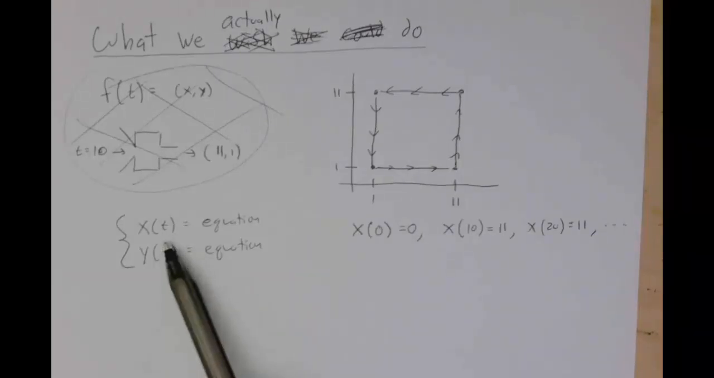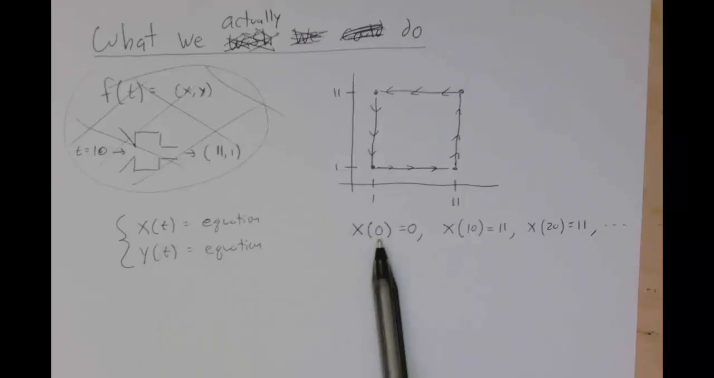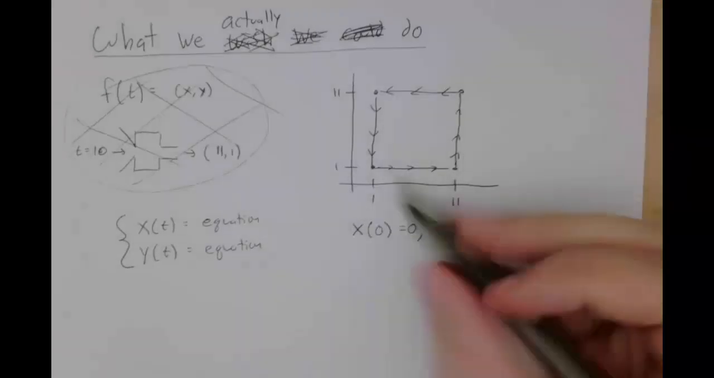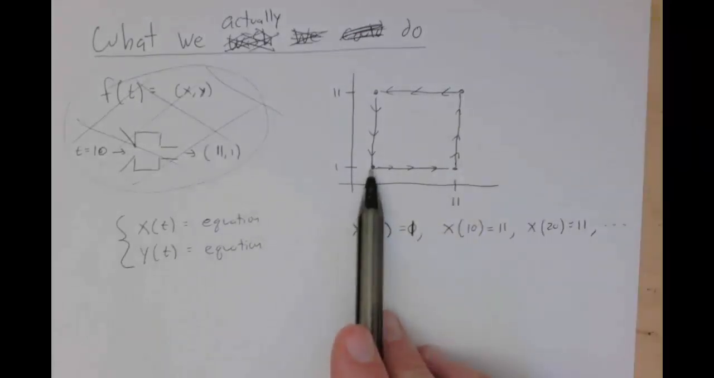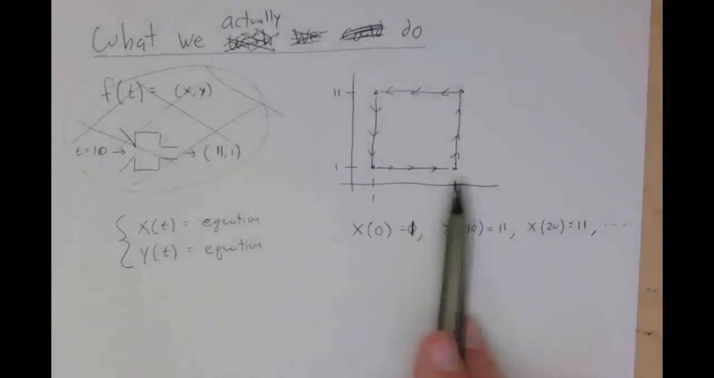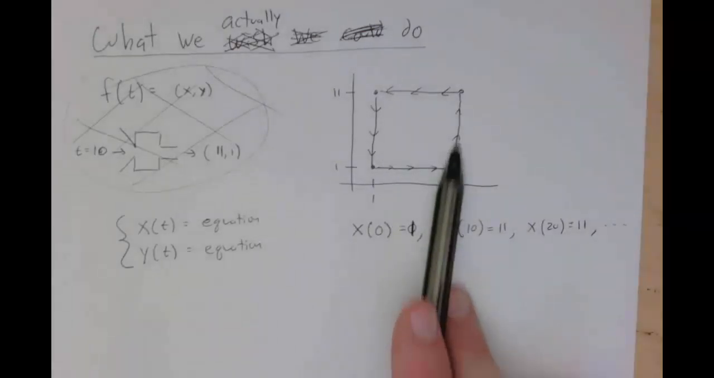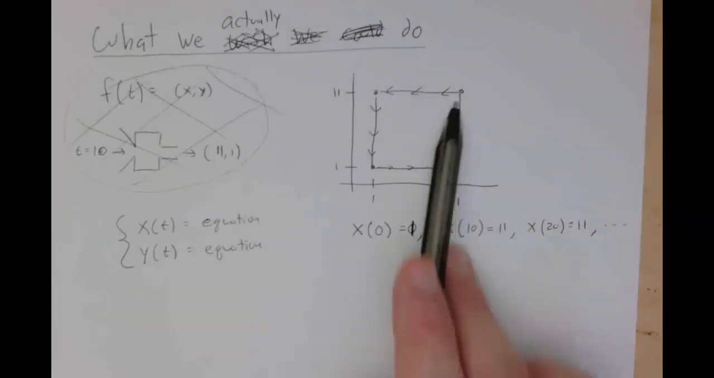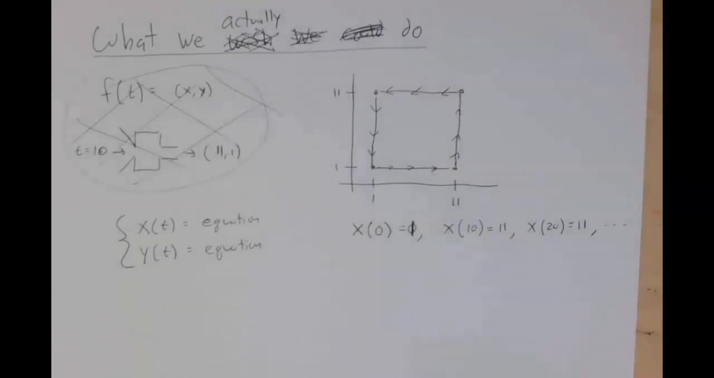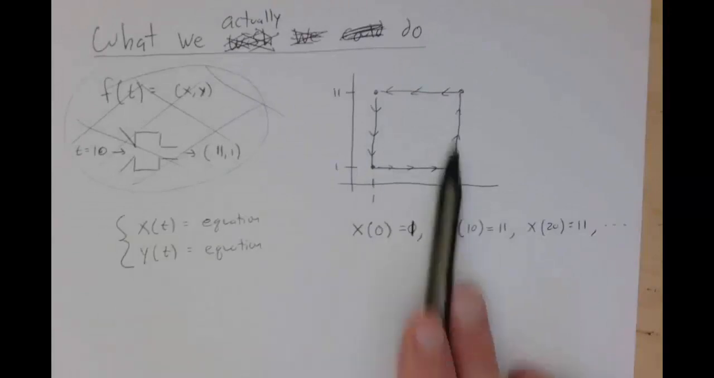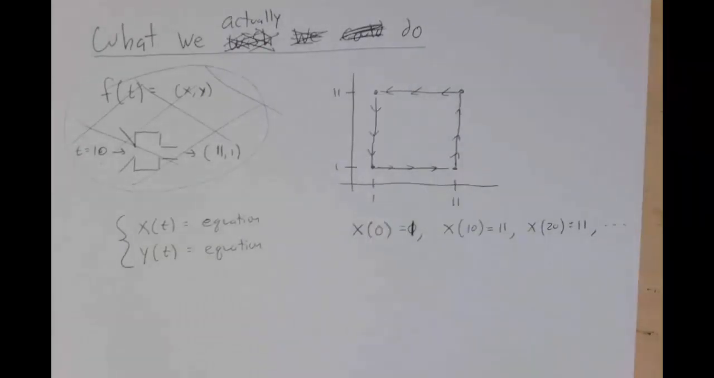Whatever this equation ends up looking like, I know that when time is 0, the x-coordinate is 1. And then when time is 10 seconds, for example, the x-coordinate would be 11. And then when time is 20 seconds, the x-coordinate is still 11 because we've been moving up during that time, so the x position hasn't been changing, and so on. So we're going to try and find an equation that only describes the x position of this movement. And similarly for the y-coordinate.